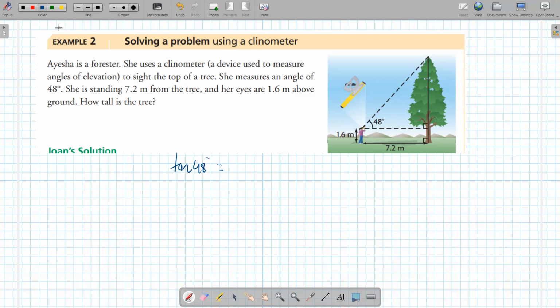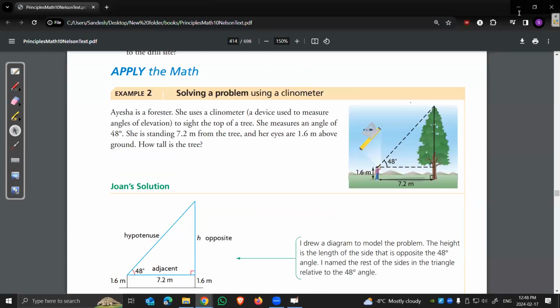I'm gonna call this distance x, from here to here, the opposite side of the triangle. So that's x divided by the adjacent, which is 7.2. So x will be 7.2 times tan 48, which is 8 meters. So is 8 meters the height of the tree? You have to add 1.6. Yeah, so it's 9.6 meters, and you're done. Easy peasy.